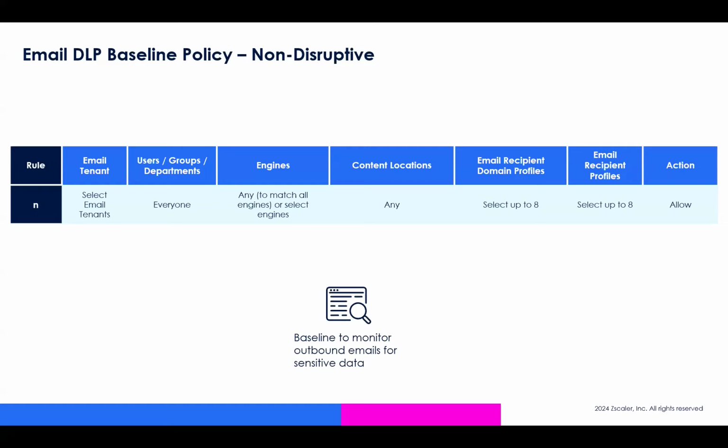This policy is configured to apply to all user groups and departments, with as many engines as relevant for all content locations, with whatever domain profiles and recipient profiles you wish to configure, and with an action set to allow so that emails are not blocked, but events are still created in the logs for you to analyze.